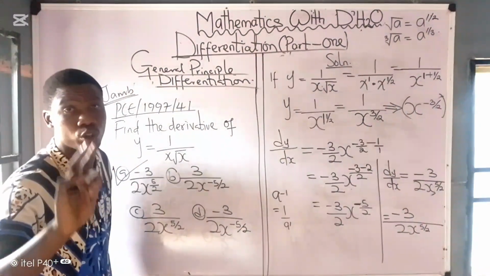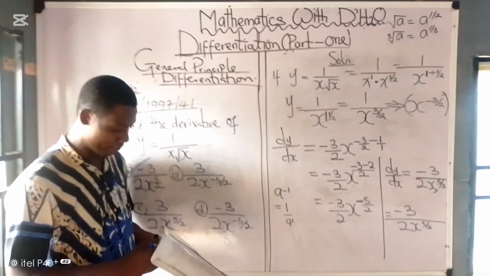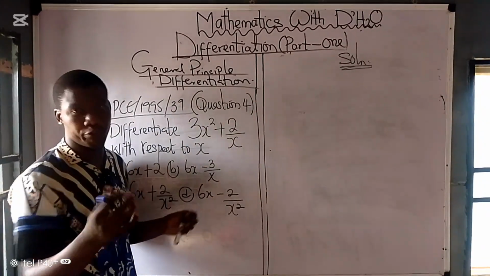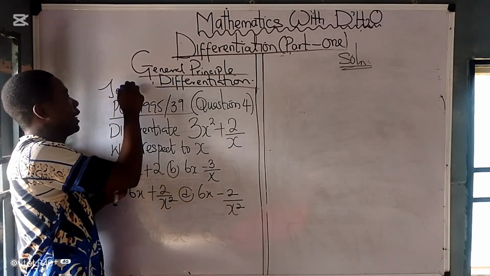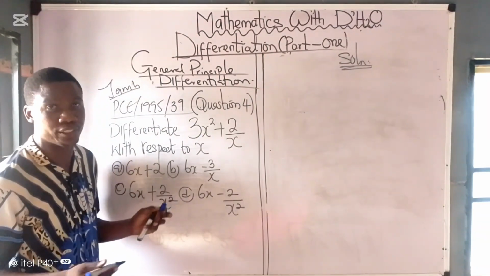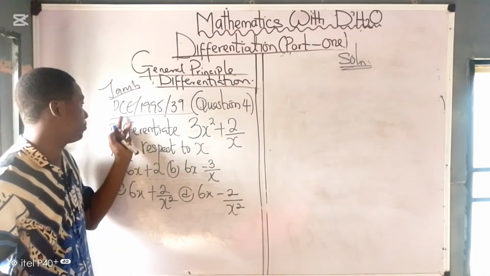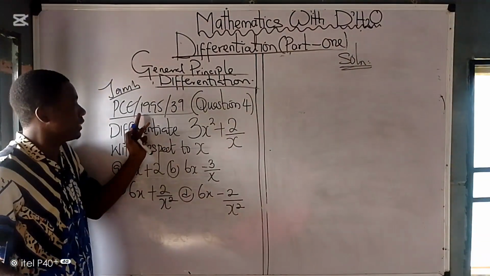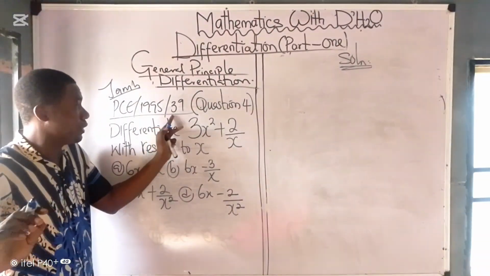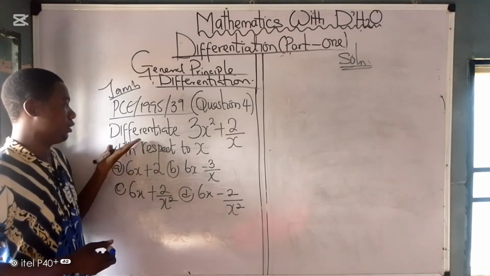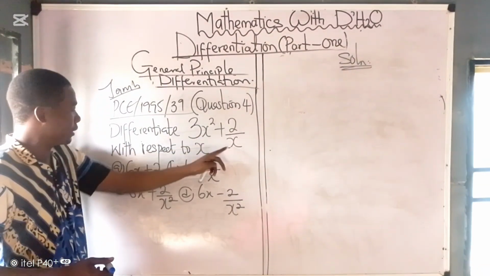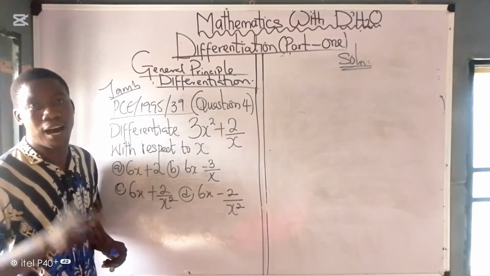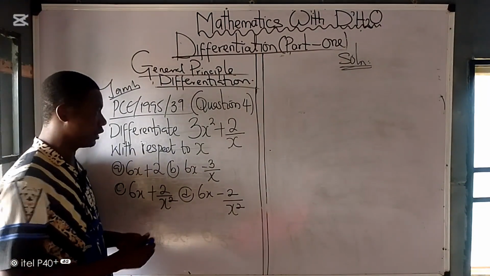So let's take the last question for today's video lesson. Let's take our fourth question for today, okay? This question is also organized by Jamb. Jamb organizes two exams in those days called UTME and PCE. So in PCE 1995, number 39, here's the question. Differentiate 3x squared plus 2 over x with respect to x. How will you differentiate this? Very easy. Look at it.